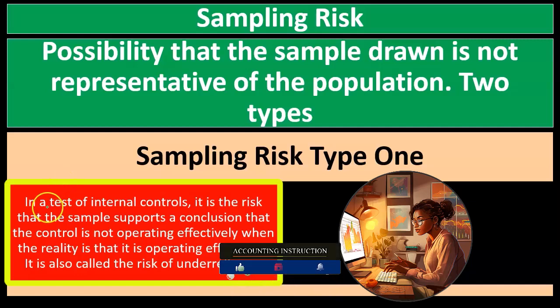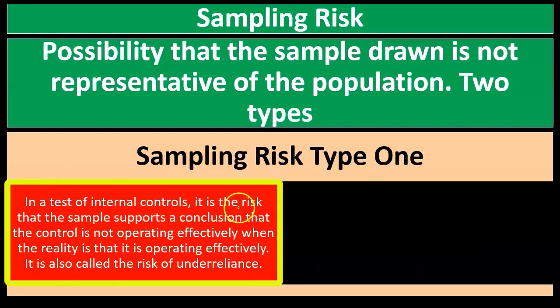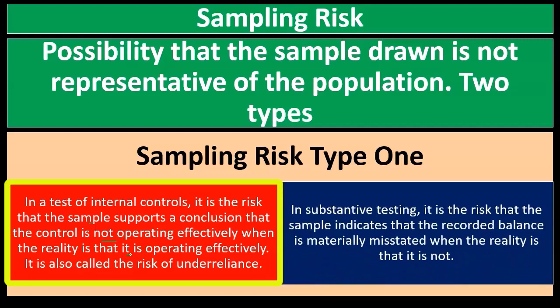So let's go through that again. In the test of internal controls, it is a risk that the sample supports, so the sample that we're testing supports the conclusion that the control is not operating effectively. So we're going to say the control is not effective considering the sample, when in reality it is operating effectively because it's not representative of the entire population as a whole. So that's going to be our problem.